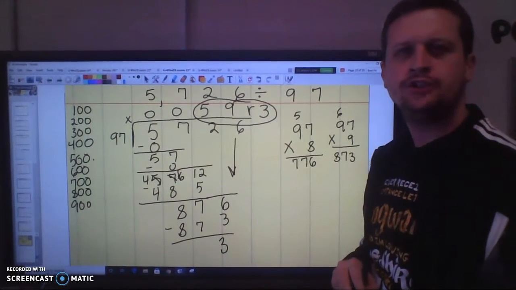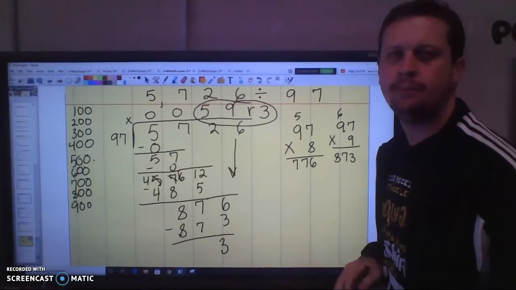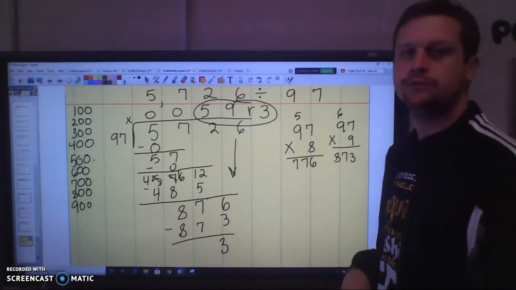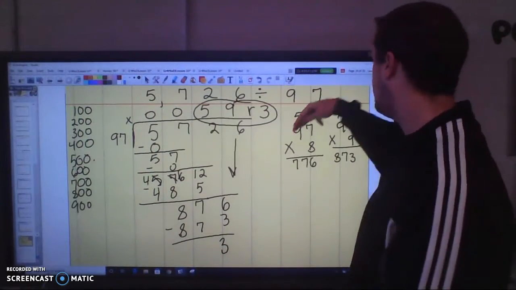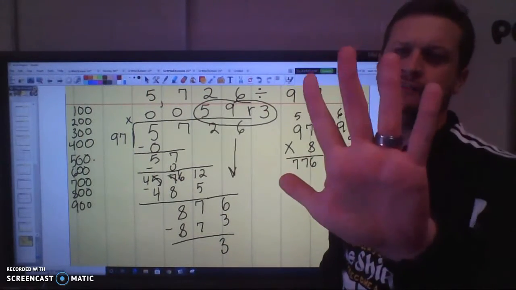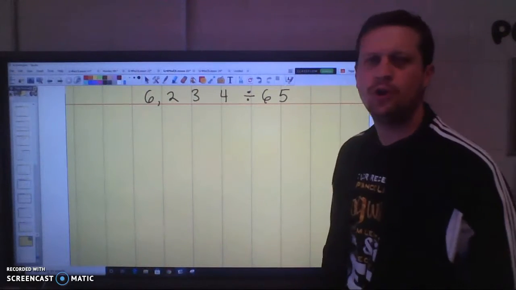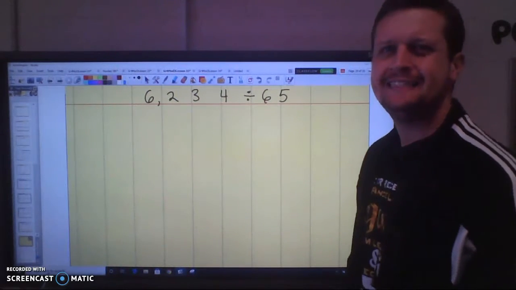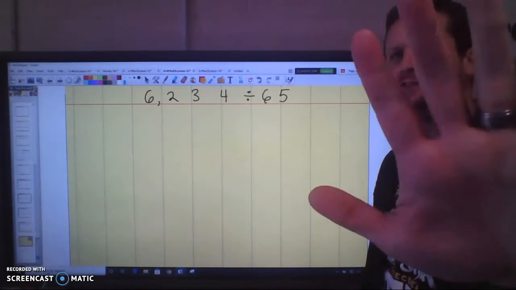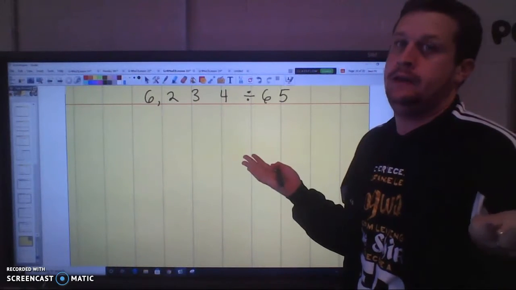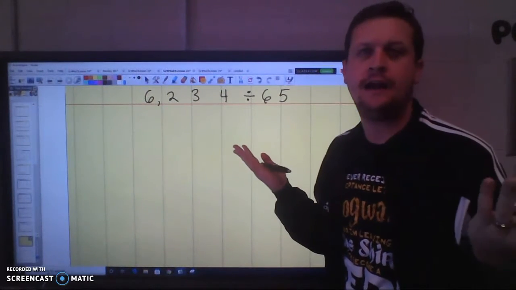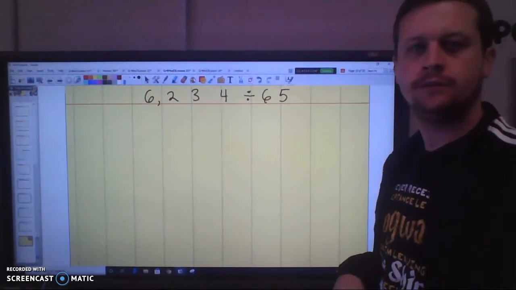All right, let's do another one together. This time I'm going to just do the multiples, so I'm not going to estimate first. I'm going to do the first 5 multiples and see how it turns out. Here's my next problem, 6,234 divided by 65. So this time I'm writing my first 5 multiples. Will I need more? Maybe, maybe not. I don't know until we kind of get going.